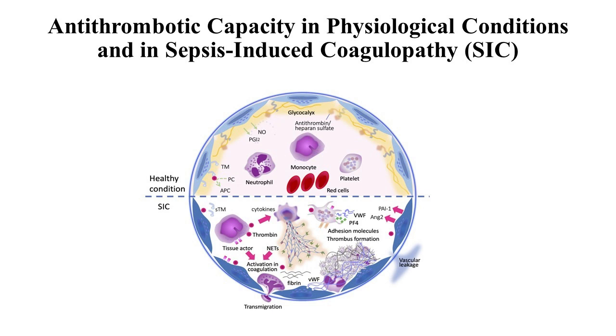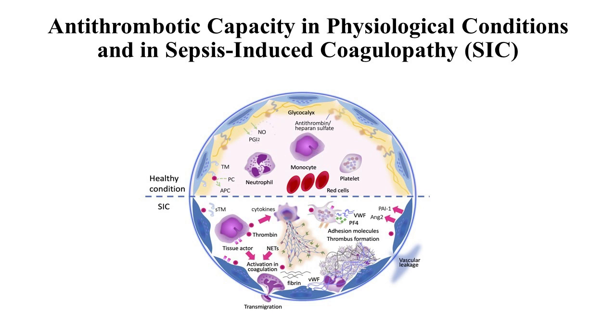Heparan sulfate expressed on the endothelial surface enhances the activity of antithrombin, which inhibits thrombin and factor Xa. Thrombomodulin, TM, binds thrombin and converts it from a procoagulant enzyme into an activator of protein C. Activated protein C, APC, together with its cofactor protein S, inactivates factors Va and 8a, thereby limiting further thrombin generation. Altogether, these mechanisms maintain blood fluidity and prevent inappropriate clot formation. In contrast, during sepsis-induced coagulopathy, this protective system is profoundly disrupted.